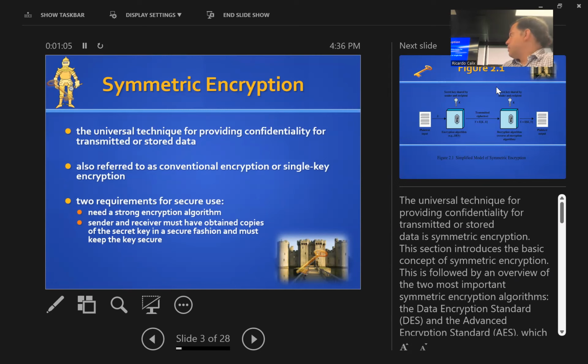So to summarize, symmetric encryption is the universal technique for providing confidentiality for transmitted or stored data. That should be clear to you guys. It's also referred to as conventional encryption or single key encryption. So far, in the algorithms and in OpenSSL, we only had one key. There are 2 requirements for secure use. We need a strong encryption algorithm, and the sender and receiver must have obtained copies of the secret key in a secure fashion and must keep the key secure. Usually the algorithm is well known, but the key needs to be kept secret.